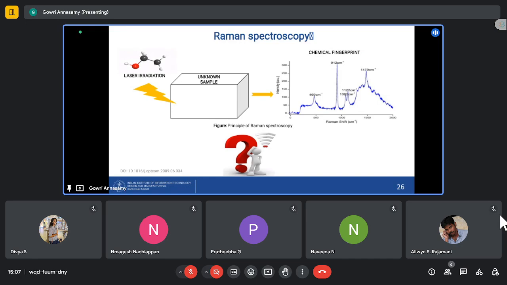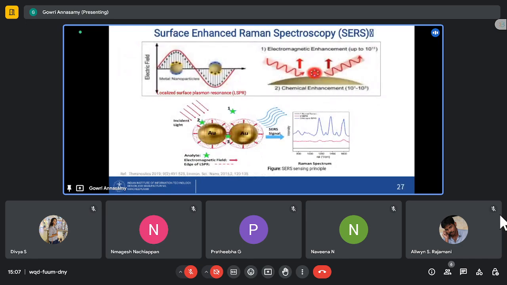But it's a weak phenomenon. This Raman spectroscopy is a very weak phenomenon, and if we could enhance it, then you could identify the chemical composition of the materials at ease. So how to enhance this Raman scattered signal? Again we are going to take the help of nanomaterials.